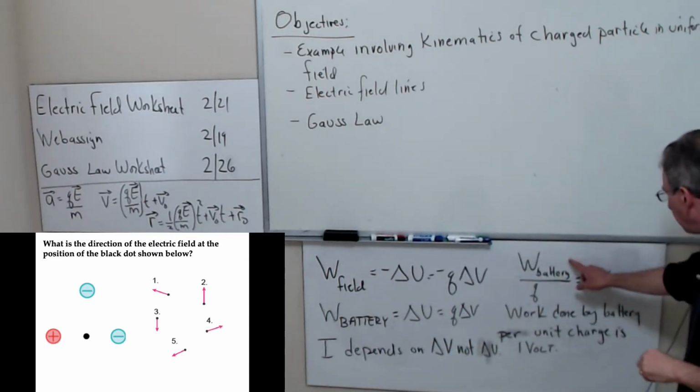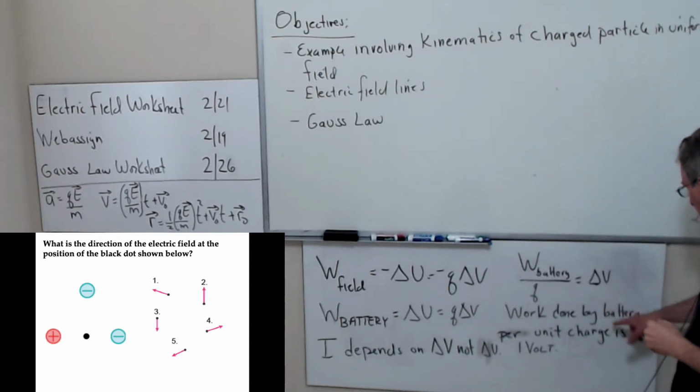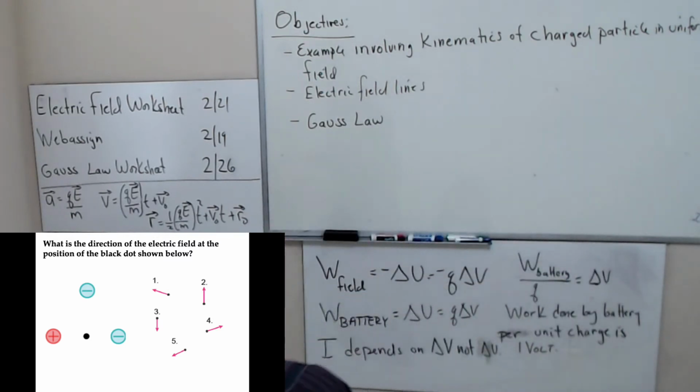And then the work done by the battery per unit charge, we call the electrical potential difference. And really, the work done by a battery per unit charge, we call the volt. So I just wanted to mention that very quickly.